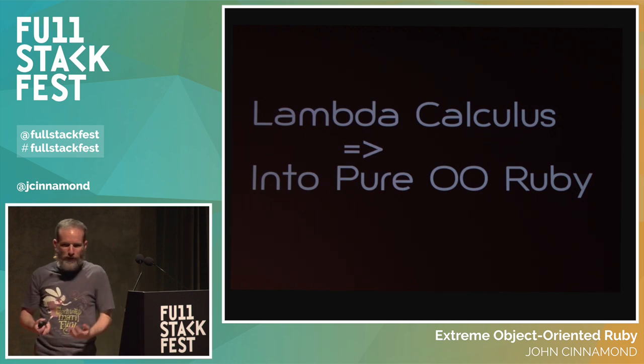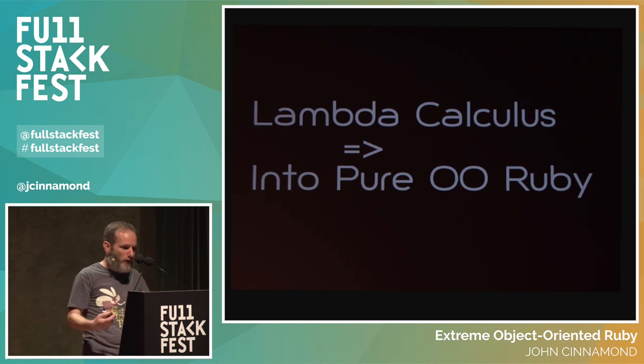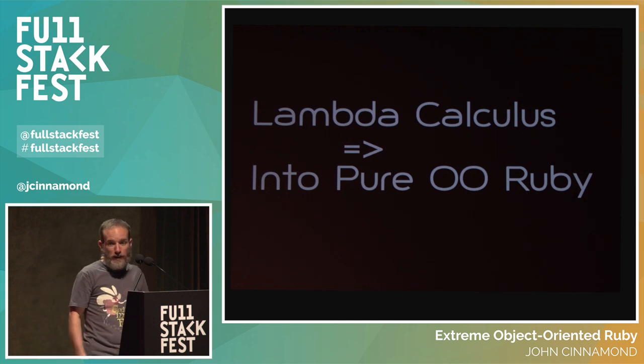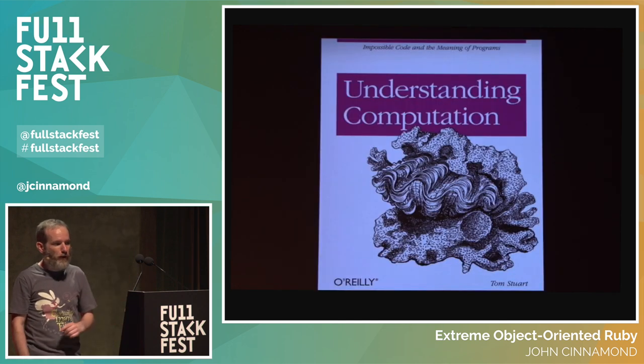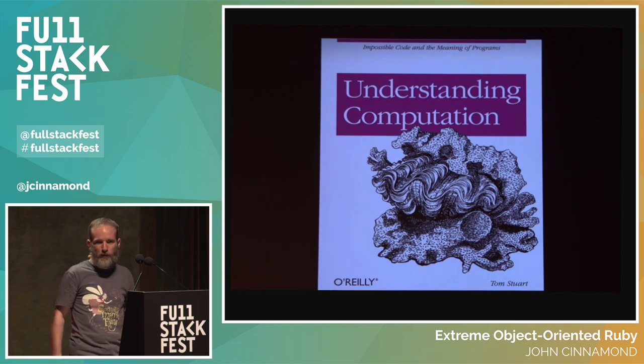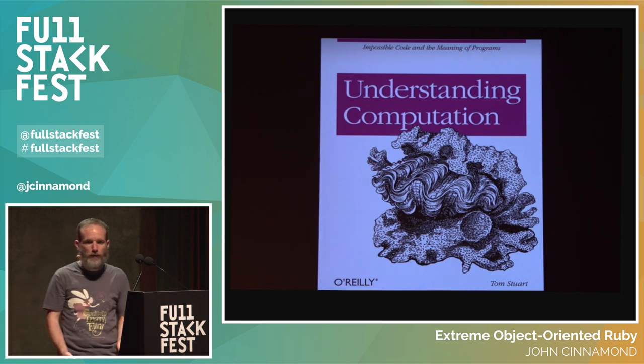We can use it with other fundamental forms of computation, like Turing machines, or IOTA, or all these kind of weird things. I haven't got time to talk about all of them now, but if you are interested in this, I really recommend you read this book, Understanding Computation by Tom Stewart. He goes through a lot of these different forms of computation and how they're related. And all the examples are in Ruby, so you can follow along.